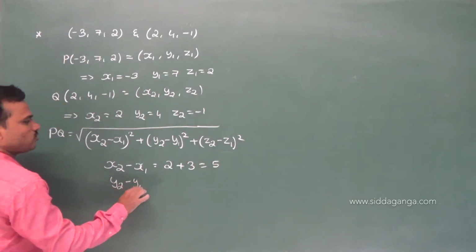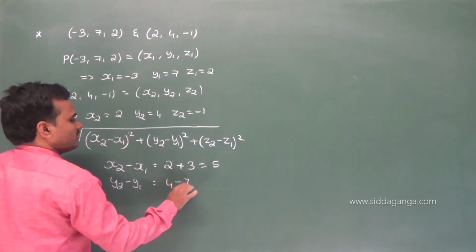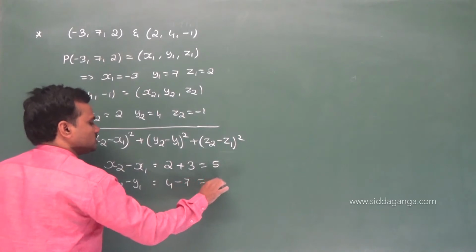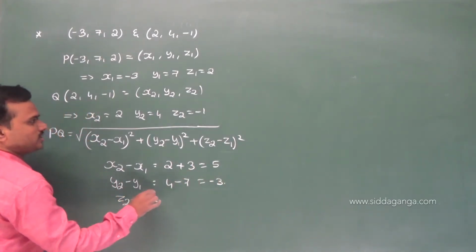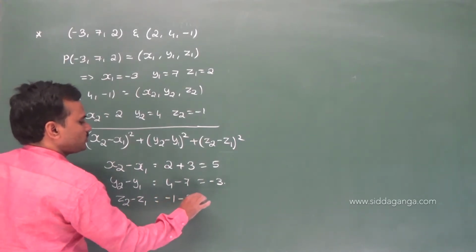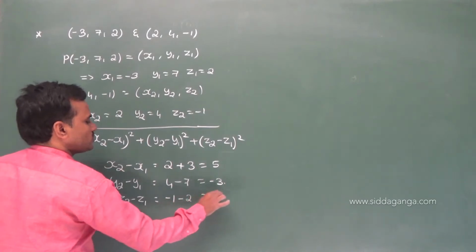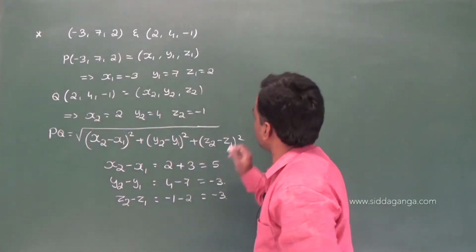y2 minus y1. y2 is what? 4. y1 is what? 7. 4 minus 7 is how much? Minus 3. z2 minus z1. z2 is what? Minus 1. z1 is what? 2. Minus 1 minus 2 is how much? Minus 3. Correct? Substitute all these values here.